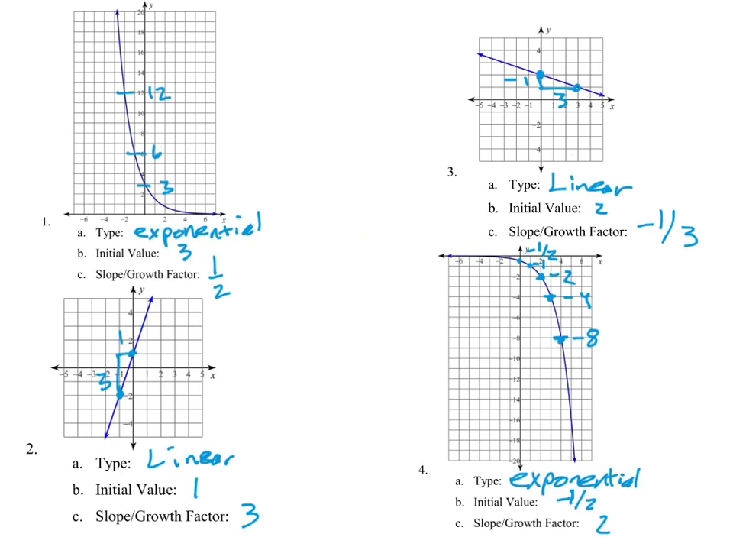Alright, let's check and see how you did. The first one here is exponential. My y-intercept right there is 3. And then I had to get some values here. I got 12, 6, and 3, so that's timesing by 1/2 or dividing by 2.